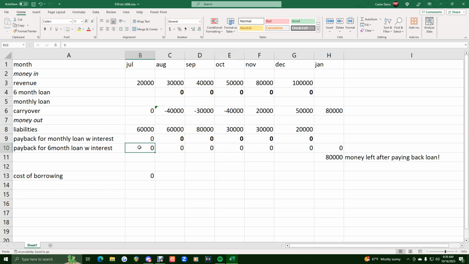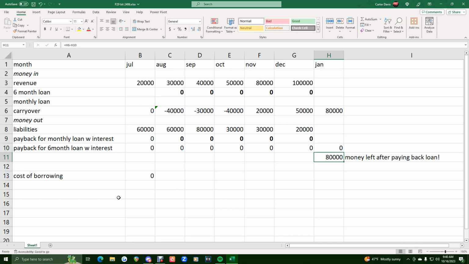So now the payback for the 6-month loan, these are all going to be zeros all the way across. I've just typed in zeros. These, again, will change once we do the solver. But this amount is solely dependent on the 6-month loan. So when we pay back the 6-month loan with interest in January, it's solely going to be based on 1.11 times the 6-month loan we took out in July.